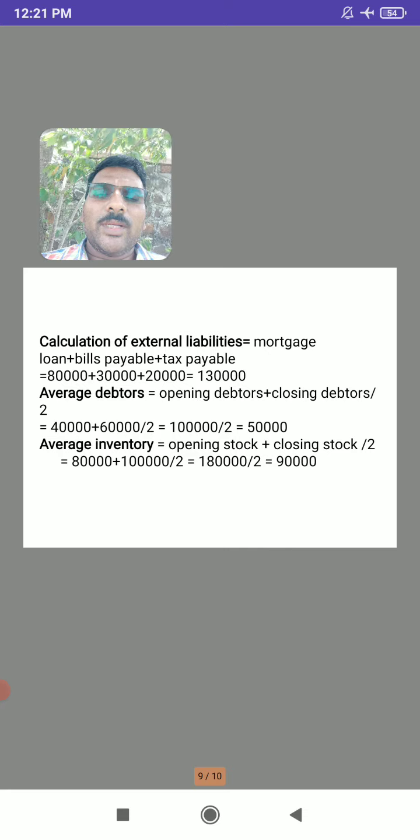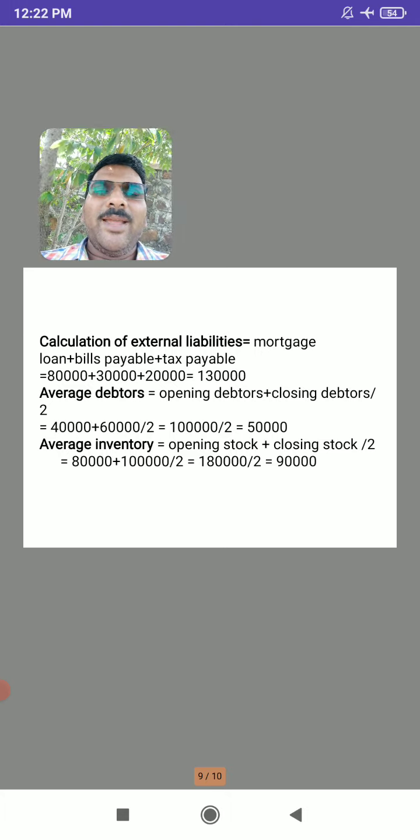Finally we have to calculate average inventory. Average inventory is opening stock plus closing stock divided by 2. Here opening stock is 80,000 and the closing stock is 1 lakh. So 1,80,000 is divided by 2 and we are getting average inventory as 90,000.